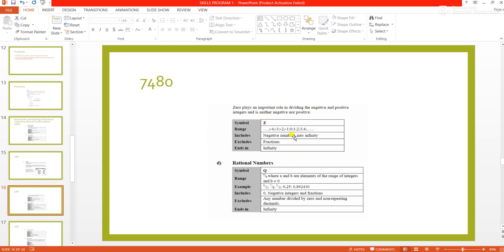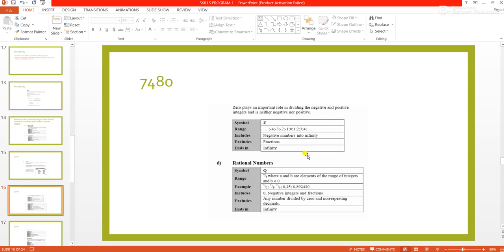So 0 is natural in integers. It excludes fractions, and our numbers just go on in infinity. So on a number line, you can just imagine having a graph that starts at 0 and goes on to negative infinity, from 0 to the left and 0 to the right, which goes to positive infinity. And also we've got rational numbers.